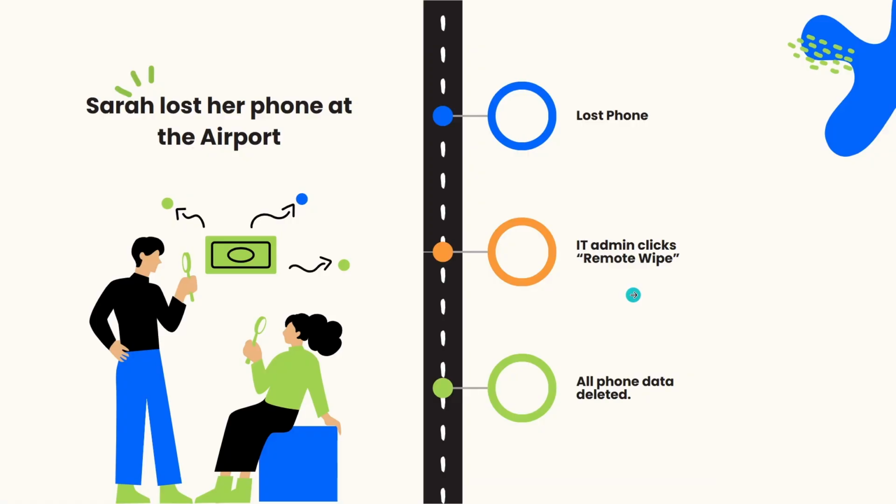Let's look at an example. Sarah lost her phone at the airport. What would she do? It's Sarah's responsibility to report to the IT team that she has lost her phone. After that, IT will wipe the device remotely. Due to this, the company data is removed completely from the device. It's now in a factory reset state, which results in the company's sensitive data being completely safe.